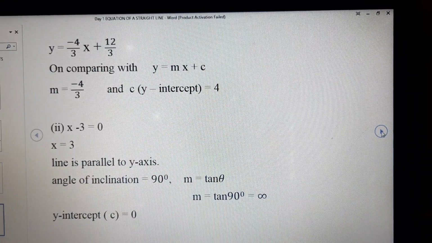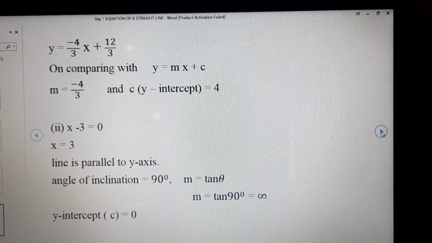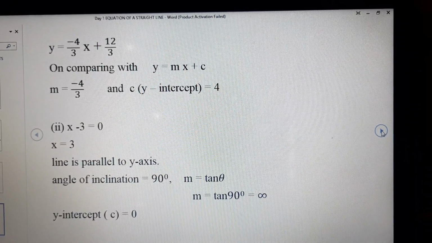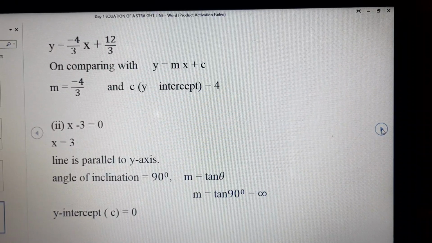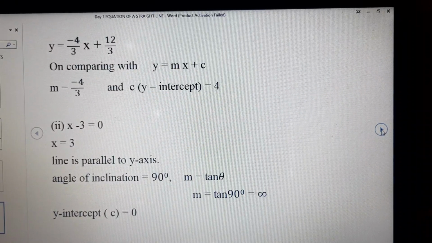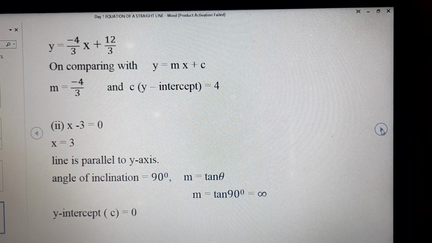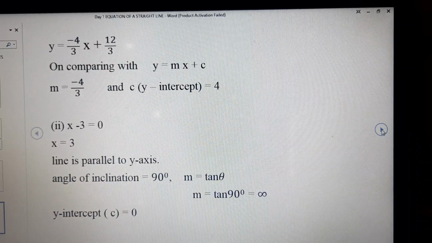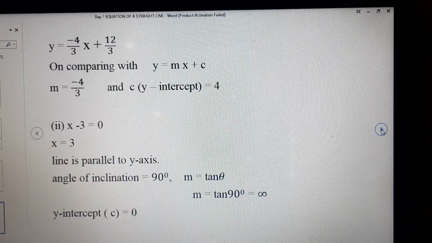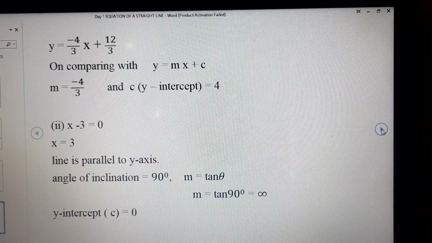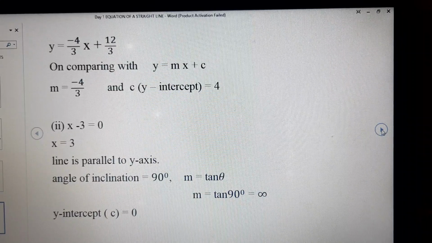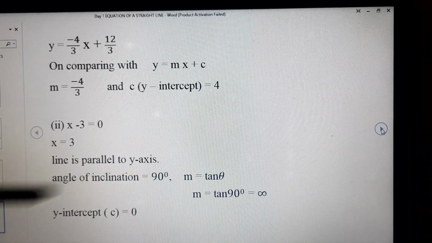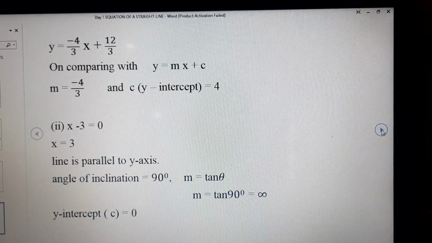It is x minus 3 is equal to 0. x is equal to 3. Now y is not there. The standard form is y is equal to mx plus c. How can we compare to find out the value of m and c? Then what we will do, we have another method to find out the slope. m is equal to tan theta. So first of all, if it is x is equal to 3, this line will be parallel to the y-axis.